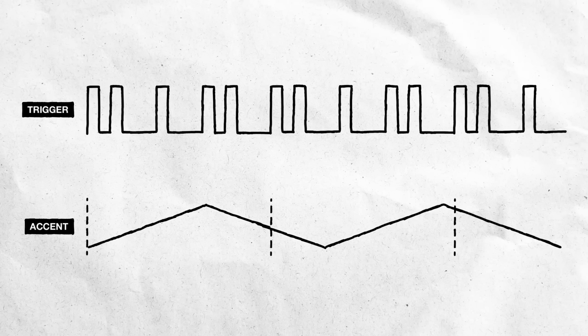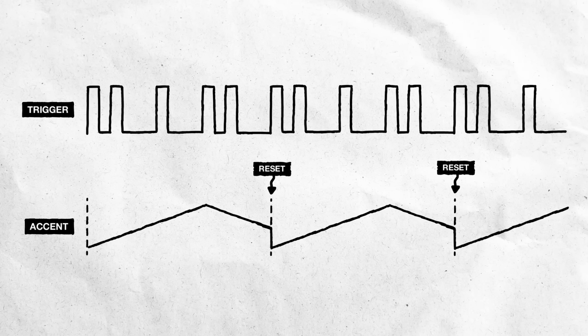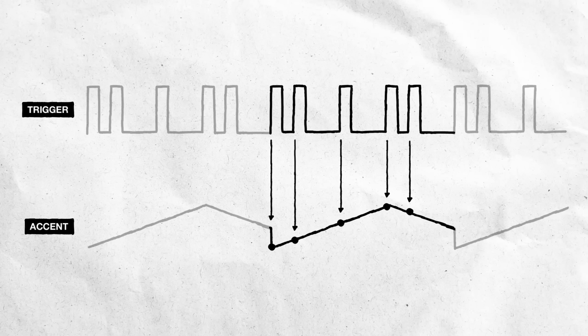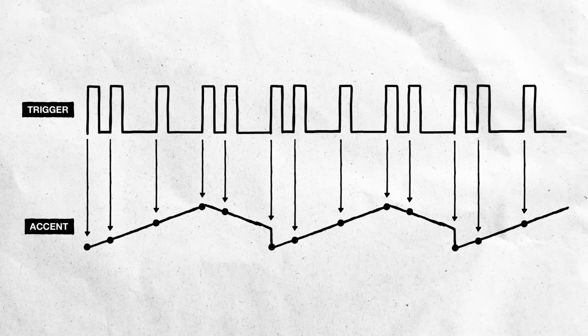So here's a better idea. What if we just forced the triangle to restart from 0 at the beginning of each loop? That would give us a perfectly repeating accent pattern, regardless of the triangle's base frequency. No drifting, no fine-tuning required. And while that might sound tricky to pull off, the actual solution is surprisingly simple.